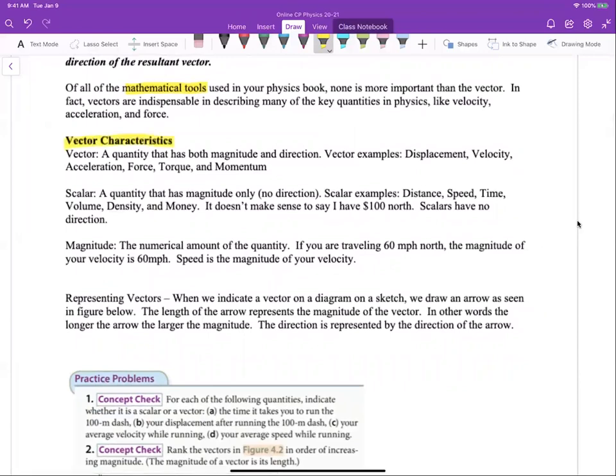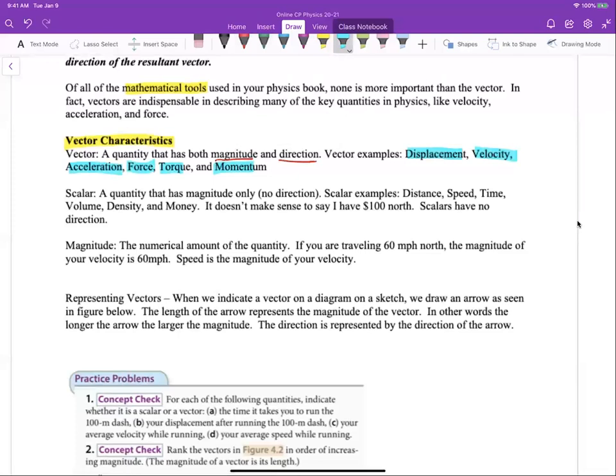What is a vector? A vector is a quantity that has both a magnitude and direction. Here are some examples. You have seen these before. Displacement: we can have a displacement north, a displacement east, a displacement north of east. Velocity has magnitude and direction. Acceleration, force, torque, momentum. All of these are things that we will learn about in this course.